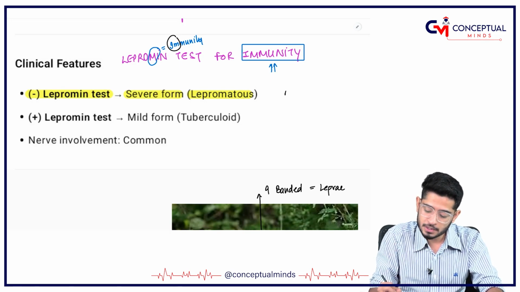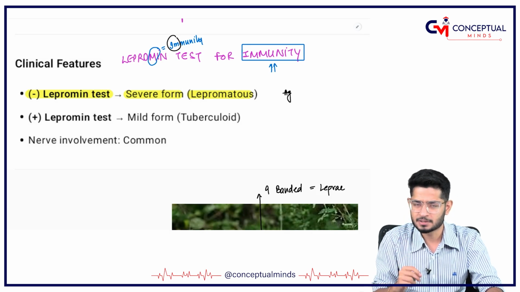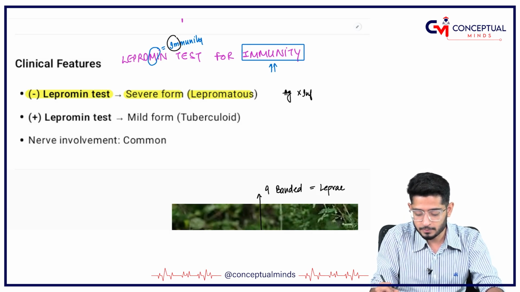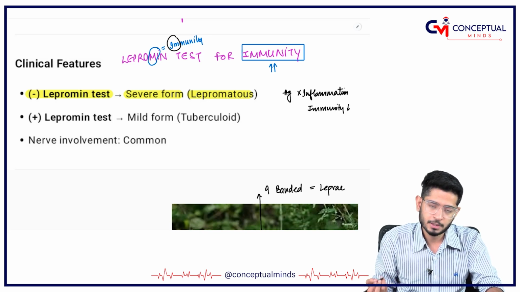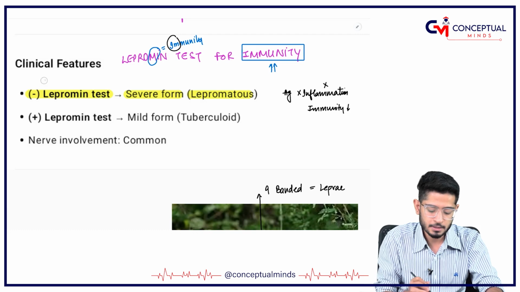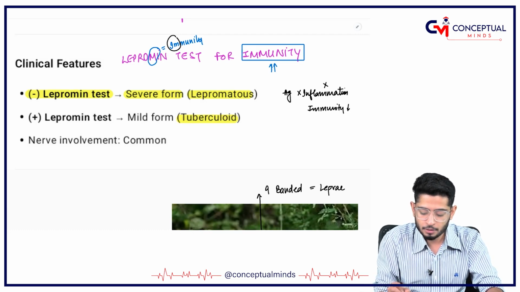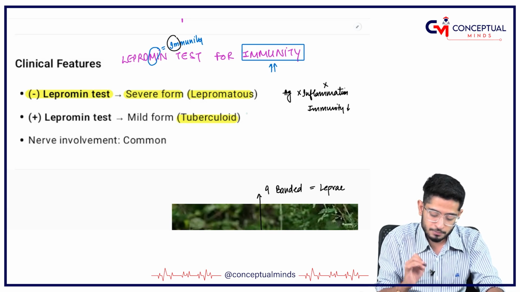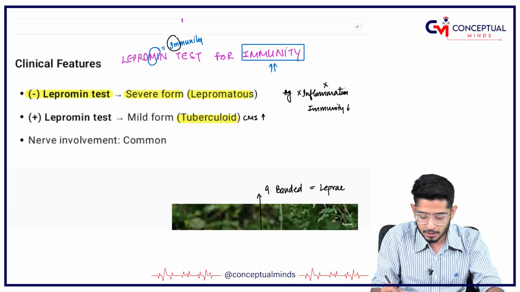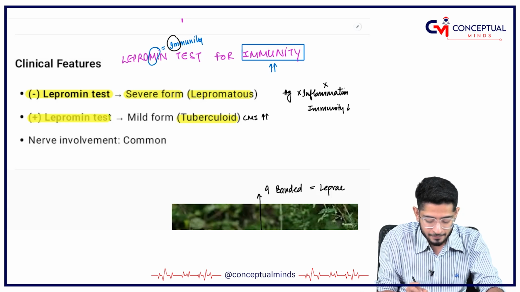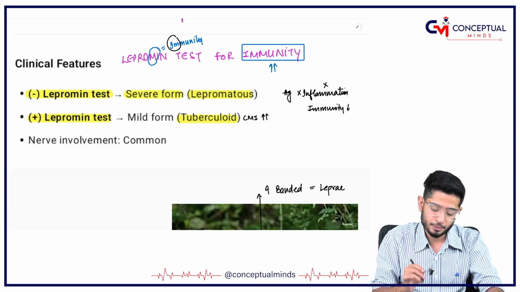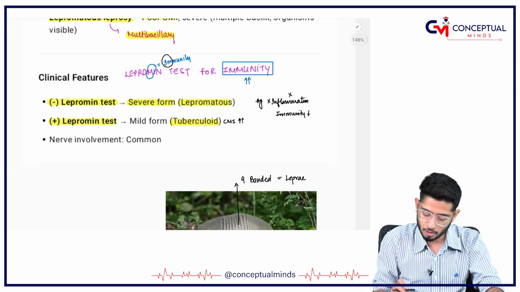What you do is inject a small amount of antigen, but there will be no inflammation. Why is there no inflammation? Because the immunity is low. There is nobody to fight this bacteria, and if there are no WBCs coming to fight, there will be no inflammation, and that is why the lepromine test will be negative. Similarly, in tuberculoid leprosy you have a good immunity. The cell mediated immunity is good. So you will have inflammation and the lepromine test will be positive. Okay, you got it?